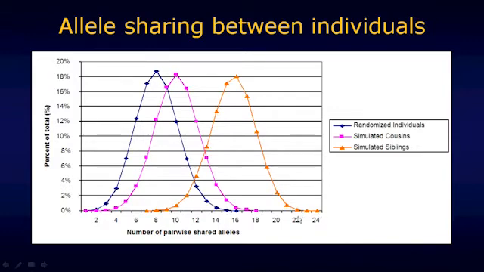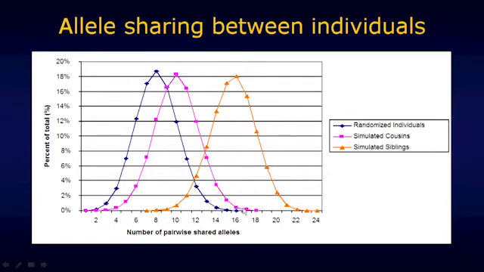How many share 22 out of 26 possible alleles? 13 loci, 2 alleles each, right? So a possible 26 total. And you can see that on average, siblings share in the ballpark of 17 to 18 alleles in common out of the 26, where they may have had perfectly matching profiles.